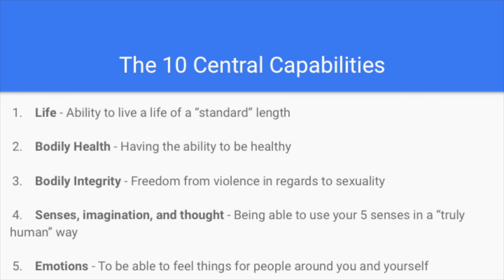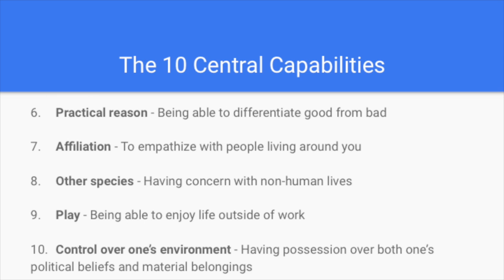The capabilities approach revolves around what is believed to be the 10 essential capabilities, as defined by Martha C. Nussbaum in Creating Capabilities, the Human Development Approach. These are the 10 things you have to lead a healthy and dignified human life. The first one is life, bodily health, bodily integrity, senses, imagination, and thought, emotions, practical reason, affiliation, other species, play, and control over one's environment.